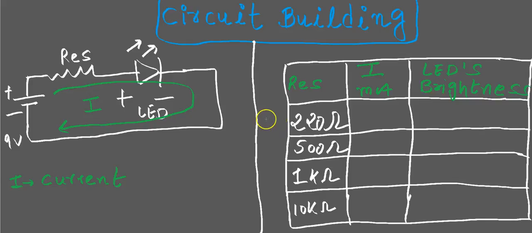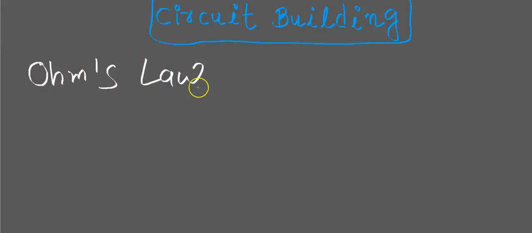Okay, so in order to measure the LED's brightness, let's first take a 220 ohm resistor and calculate the current. Now the current can be calculated using Ohm's law. Ohm's law is simple. V equals IR, or I equals V upon R, or R equals V upon I.